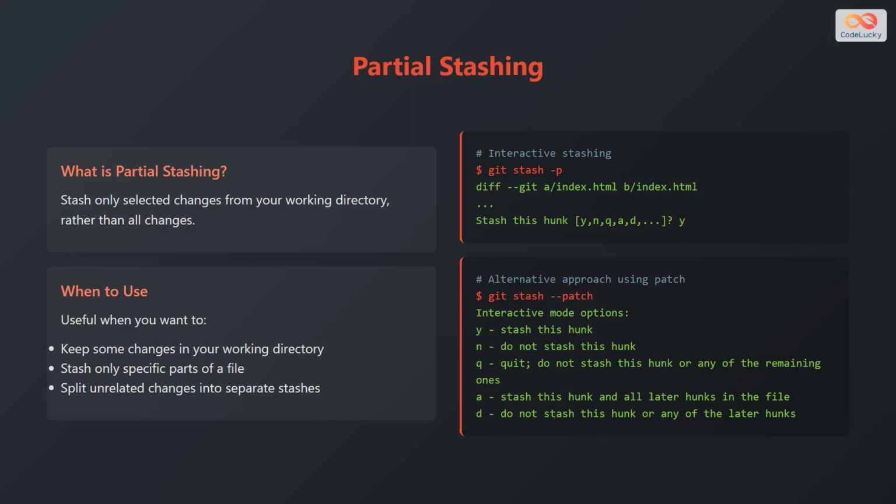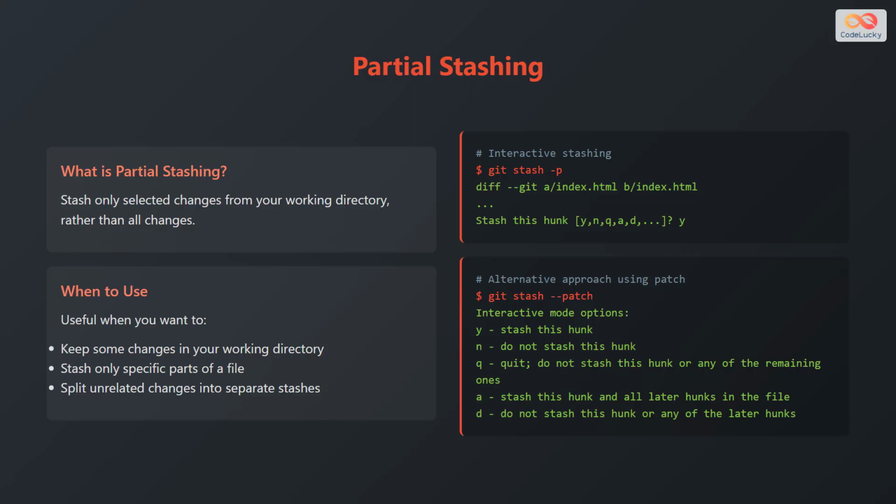Partial stashing involves stashing only selected changes from your working directory, rather than all changes. This is useful when you want to keep some changes in your working directory, stash only specific parts of a file, or split unrelated changes into separate stashes.